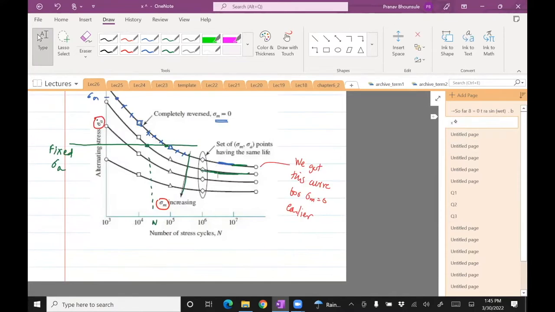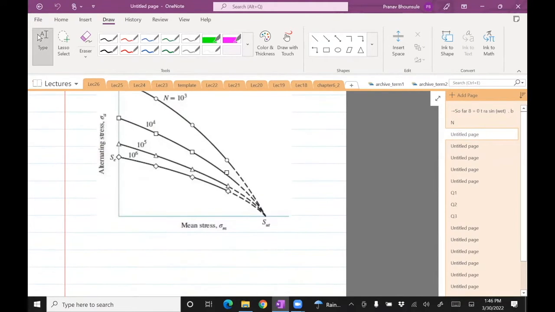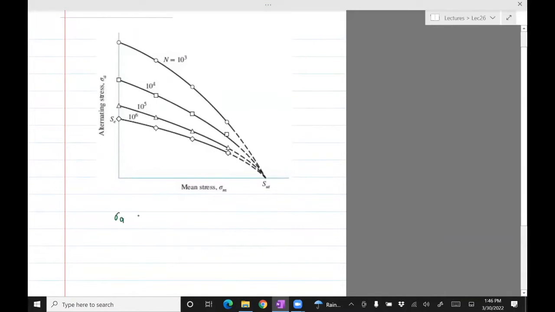So this is a plot of sigma a versus n for a given sigma m. This plot has been redrawn in a slightly different way. Here there's a plot of sigma a versus sigma m for a given n. This is the same plot as before, but with changed axes.